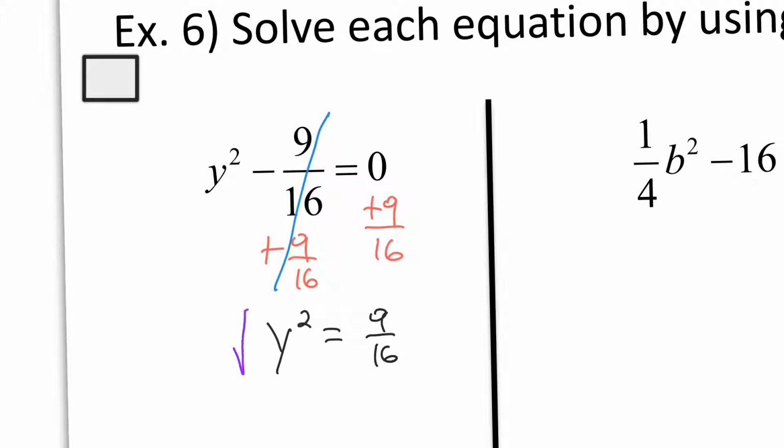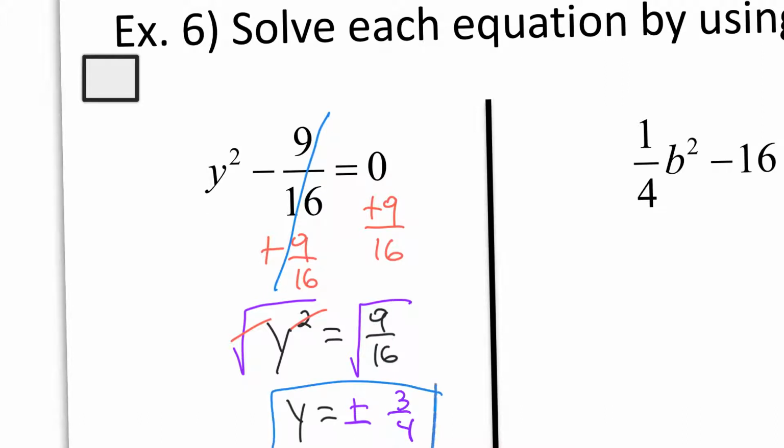So I'm going to take the square root on the left side, the square root on the right side. The square root cancels right here, so we have a y by itself. Bring the plus and the minus down, and you take the square root of the two numbers. The square root of 9 is 3, and the square root of 16 is 4. So we have plus minus 3 over 4 for this answer. All right, so that's what you do. You try to get the variable by itself.